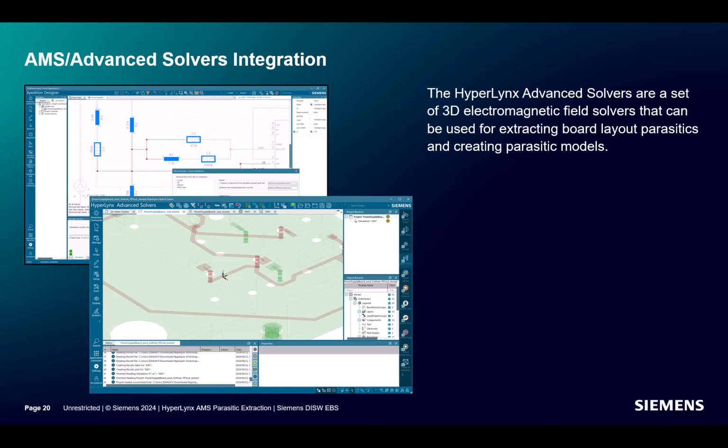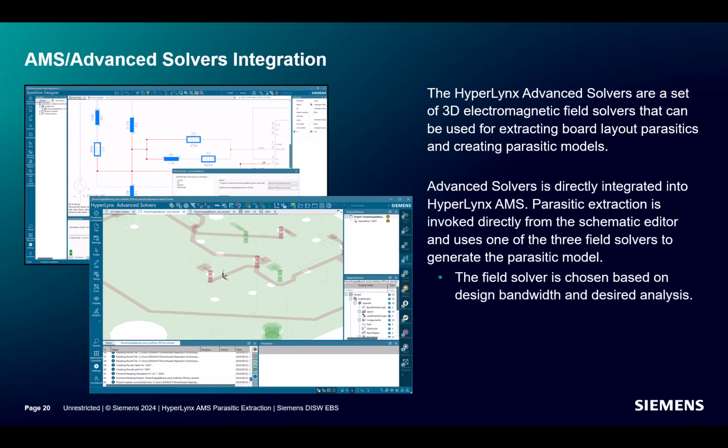The design process starts with system schematic capture and AMS simulation in Hyperlink's AMS. Once the design meets its functional specification, the printed circuit board is then laid out in a physical layout tool. Parasitic extraction is invoked directly from the Expedition schematic editor and uses one of the 3 Hyperlink's advanced solvers, chosen based on design bandwidth and design analysis, to generate the parasitic model.